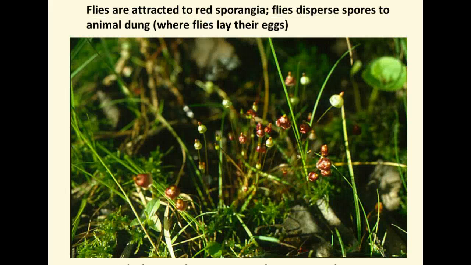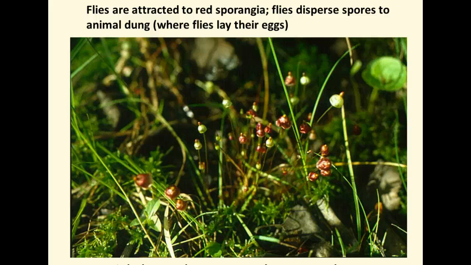So an interesting thing is that if you have red sporangia on this particular species that only grows on moose dung, so we're talking a really specialized moss, right? So it only grows there, and it is going to attract flies, okay? And what's interesting is that the flies are dispersing the spores for that moss. So why might a fly be a really good dispersal agent for dung?